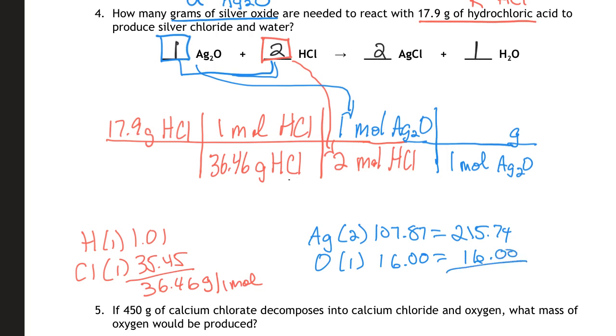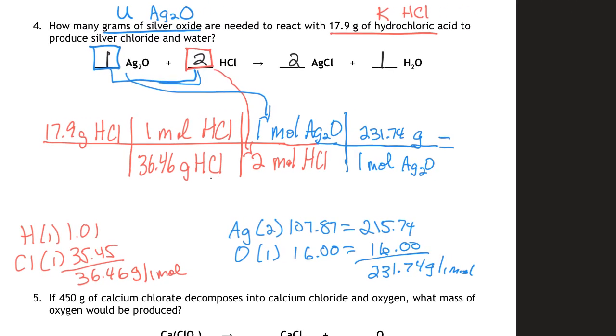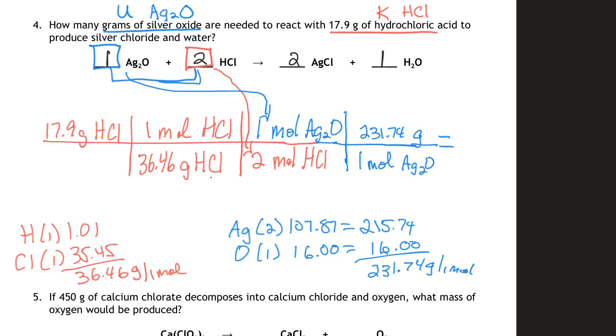Add these together, and my total mass is going to be 231.74 grams per 1 mole. So my 231.74 is going to go on the top, and now I'm ready to calculate. Alright, the answer in my calculator, rounded to 3 significant figures, is going to be 56.9 grams of Ag2O.